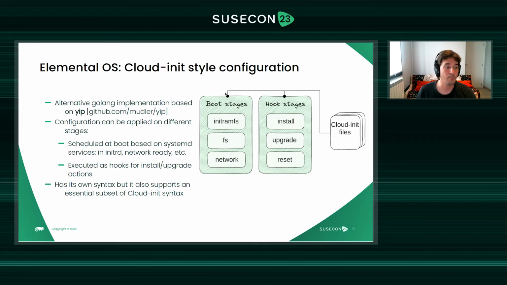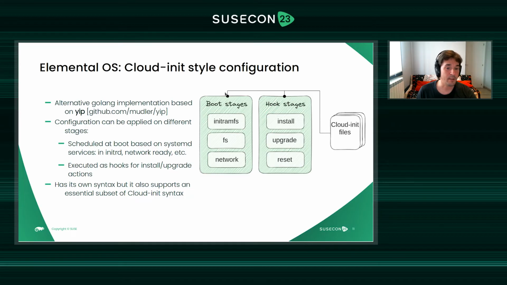And within the Elemental project, we just predefined a few stages to be honored and executed at boot. So there are some systemd services that execute certain stages at boot. We have, for instance, the initramfs stage that is actually executing cloud config files before switching to the real root, just inside the initramfs. There is the network stage, which is actually executing configurations once the network is online, etc.